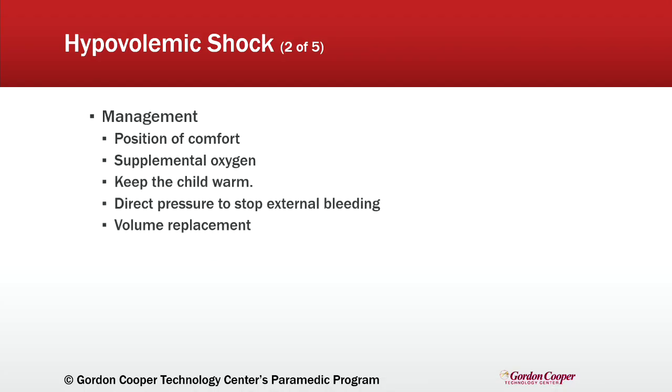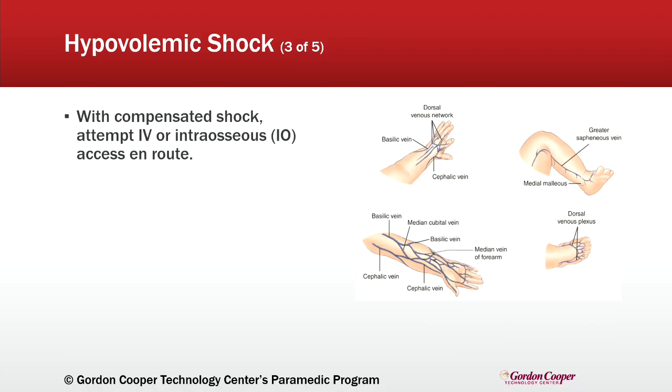Of course, we're going to allow the child to remain in a position of comfort. Give them some oxygen and keep them warm. Apply direct pressure to stop any external bleeding. And of course, volume replacement is going to be the primary treatment for children in hypovolemic shock.